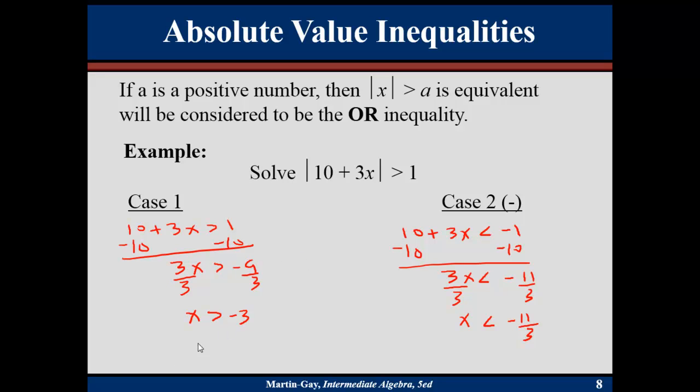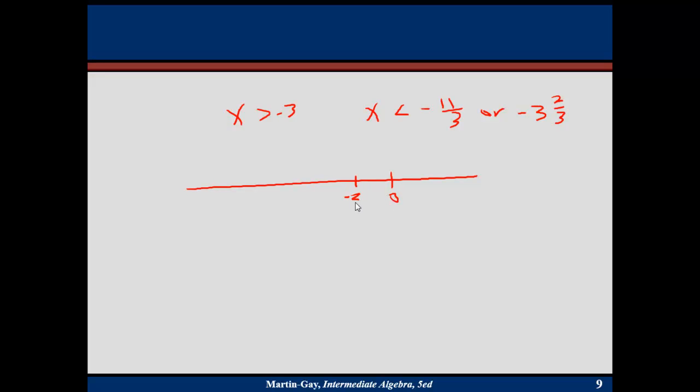So let's look at the graph for this one. Greater than negative 3, less than negative 3 and 2/3. Okay, so we had greater than negative 3, no equal to bar there. And then we had less than negative 11 thirds, which is the same thing as about negative 3 and 2/3. So we have 0, we'll call that negative 3, and then between negative 3 and negative 4, we'll call that negative, put it over here.